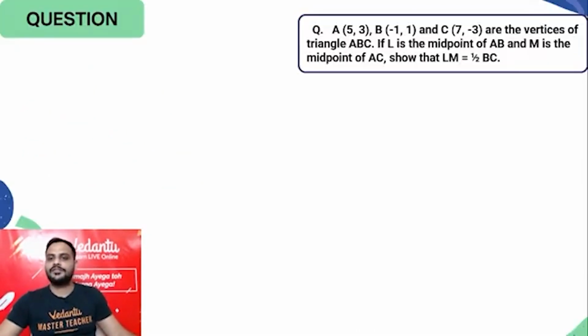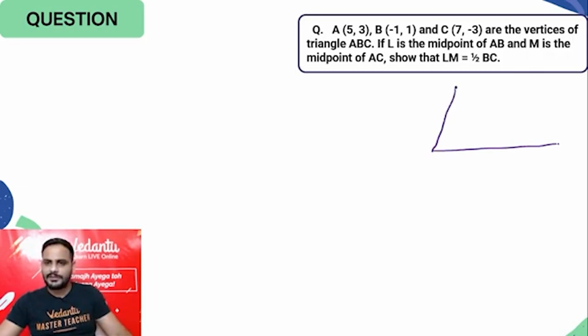A, B and C are the vertices of a triangle ABC. If L is the midpoint of AB and M is the midpoint of AC, show that LM is half of BC. देखो, in these kind of questions I always suggest to all my students, you better draw a rough diagram, that would be helpful for you. A is 5,3, B is minus 1,1 and C is 7, minus 3.